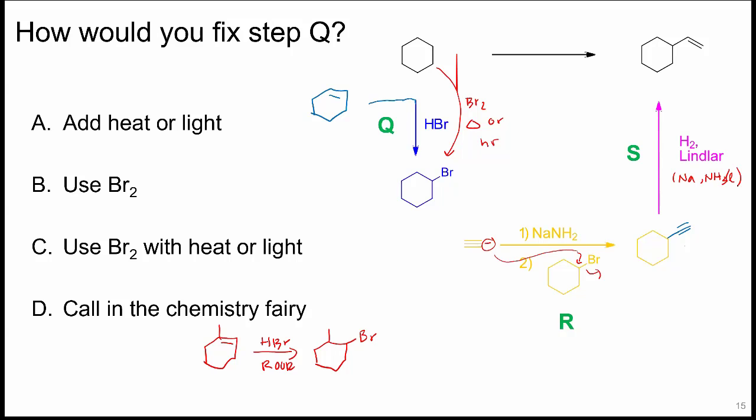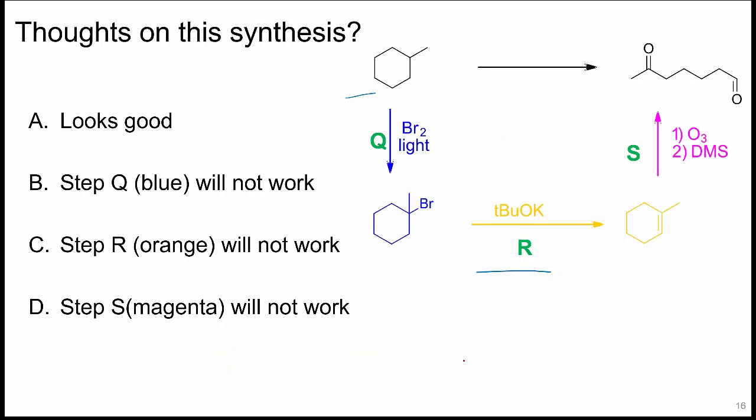And that's a terminal alkyne, so the stereochemistry doesn't matter there. All right, other questions on this synthesis? All right, here is another one. We're going from methyl cyclohexane to something with 2 carbonyls. So does this reaction look like it's going to work, or is there something that is problematic here?